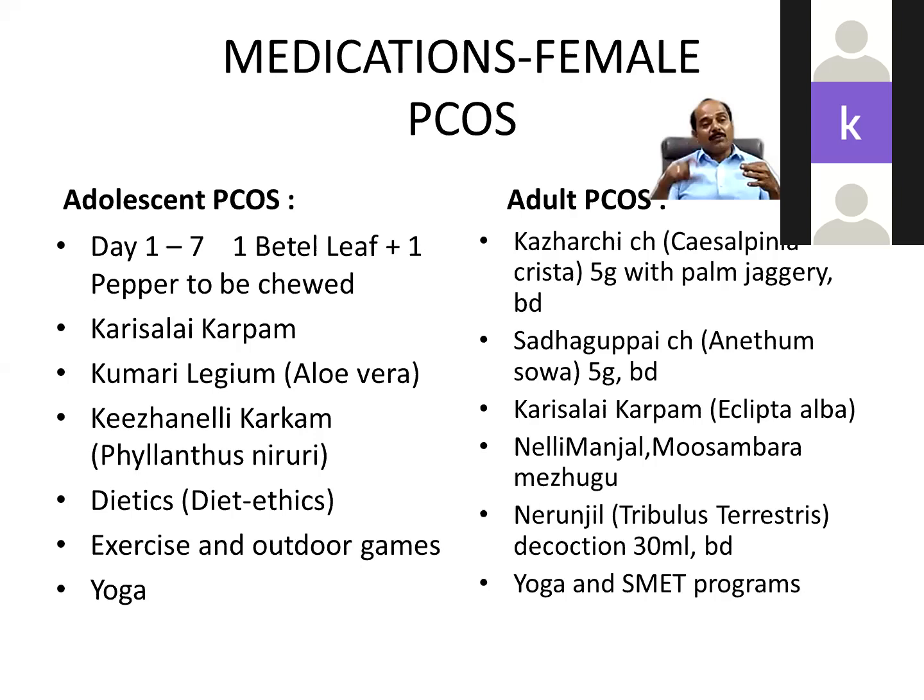Then, if you want a specific treatment, from day 1 to 7 you can ask her to chew vetrilai and milagu, which will be good. Karisalai karkam will be good. Puranali karkam will be good. For adult PCOS, it's the time. Kadukkai can be taken. Sadaguppai, Karinjeeragam, Maramanjal along with Sombu can be taken. Nerunjil has a good role. Yoga and SMED programs, self-management of excessive tension programs. Then a good walk, adequate hydration and a balanced diet.